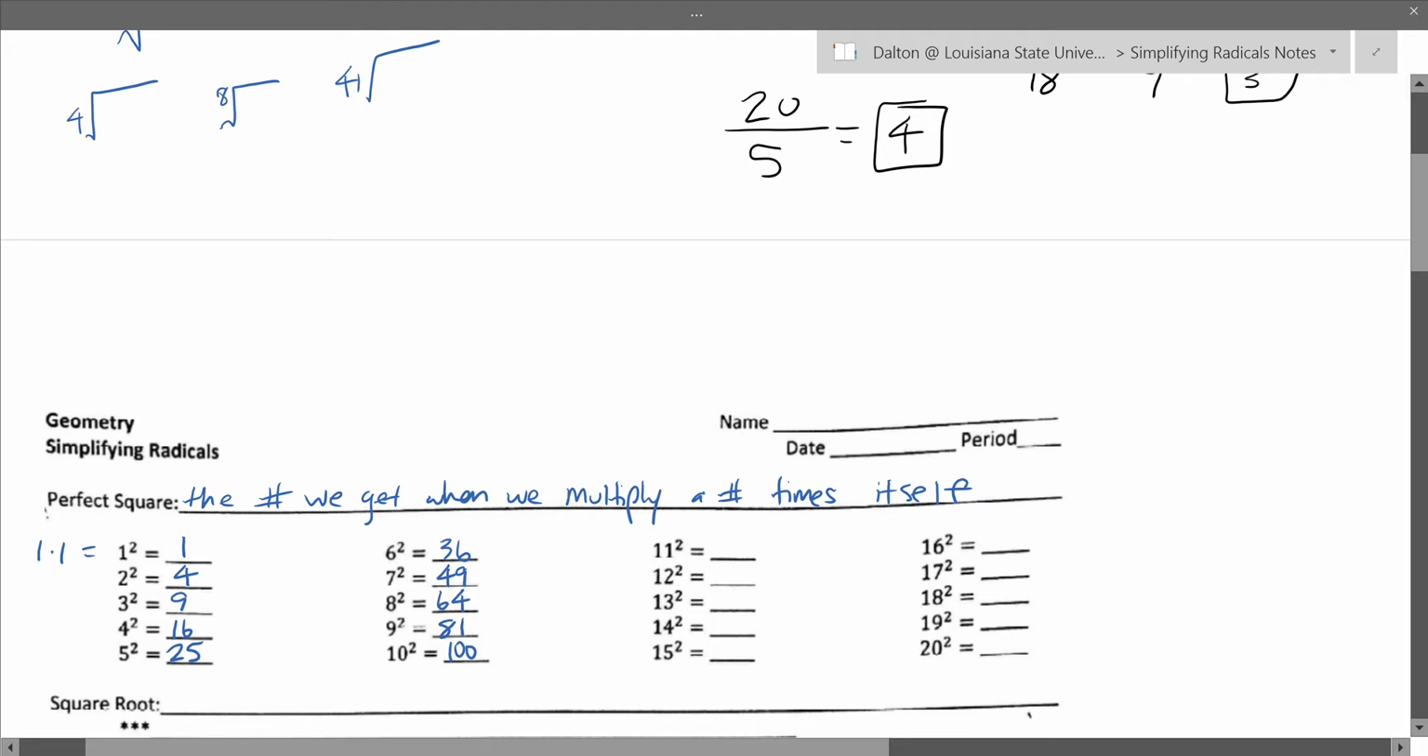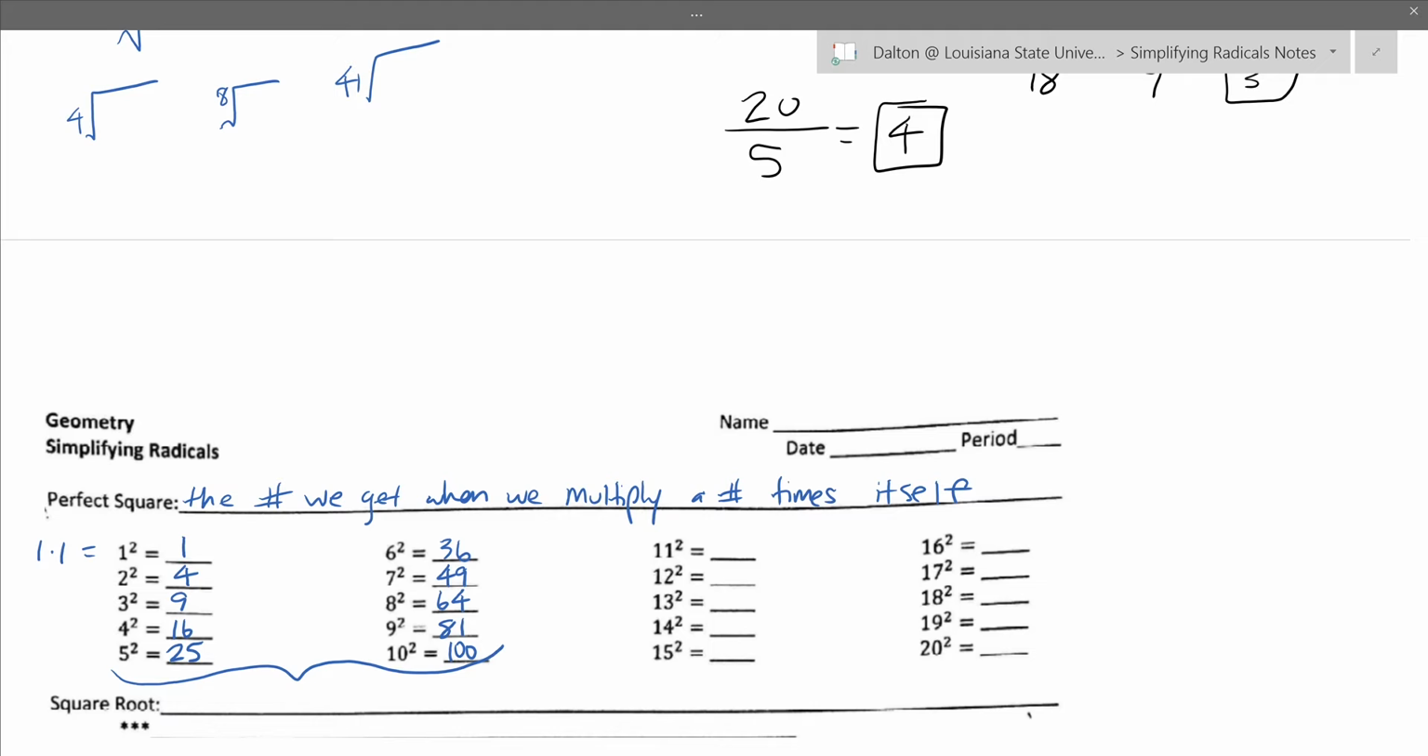Hopefully you are pretty savvy with this list. If you don't know your perfect squares 1 through 10, that's your first bit of homework tonight. The second chunk of numbers is important as well, but definitely 1 through 10. You have to know those by heart or else your test is going to take you forever. Okay, 11 squared is 121.